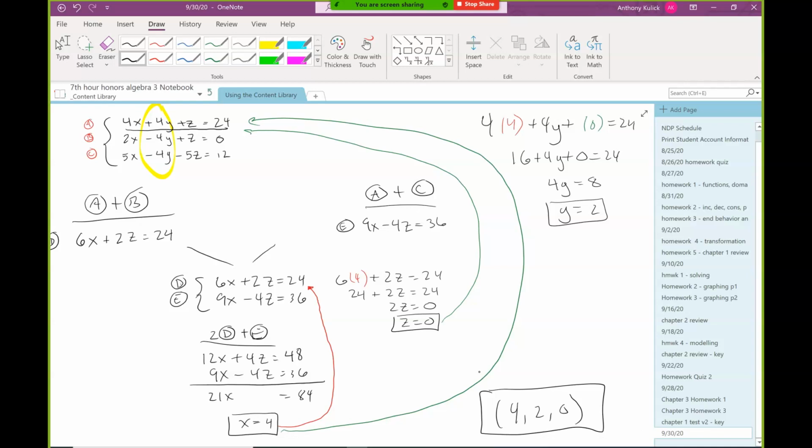Is everybody okay there? Personally, I think the elimination is a lot easier to keep track of things. There's much fewer symbols rolling around. The equations are much shorter in general. Paul, what's up?